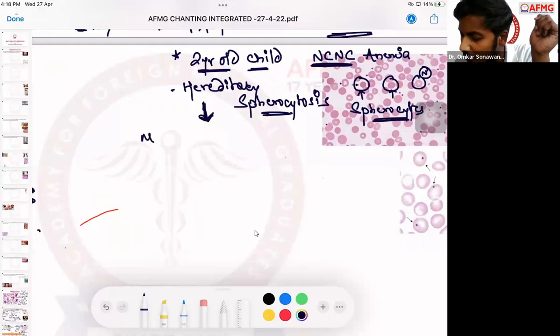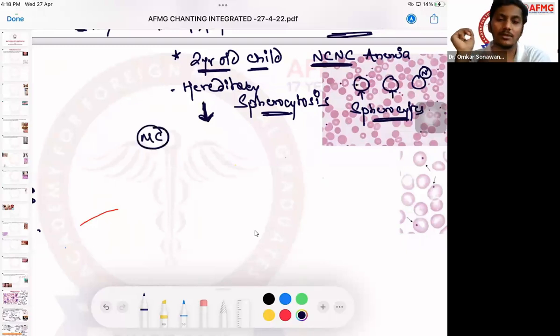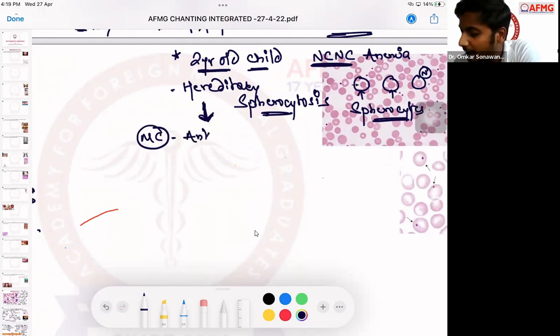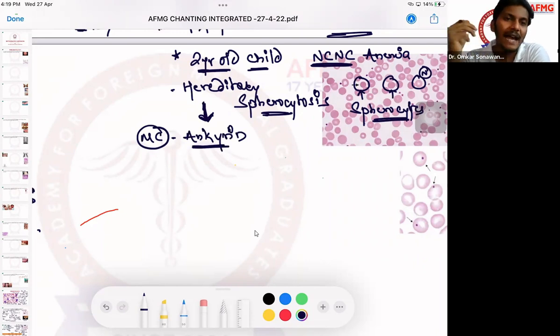Which is the most common protein defect in hereditary spherocytosis? One liner. Very good. Don't go by the name. There are multiple RBC membrane proteins like ankyrin, spectrin, band 4.2, pallidin. But the most common protein defect in hereditary spherocytosis is not spectrin, it is ankyrin. Ankyrin followed by spectrin.